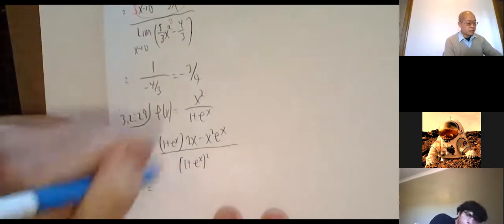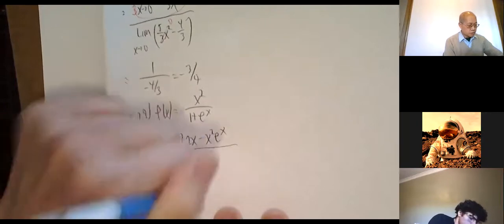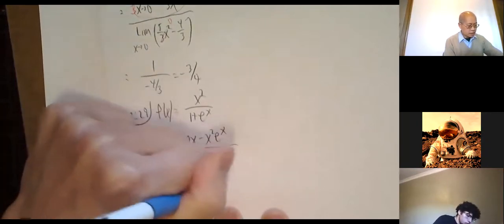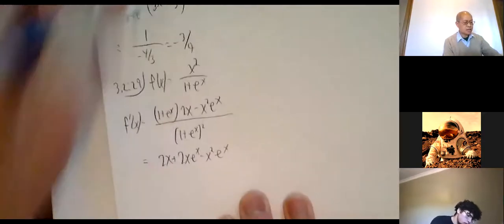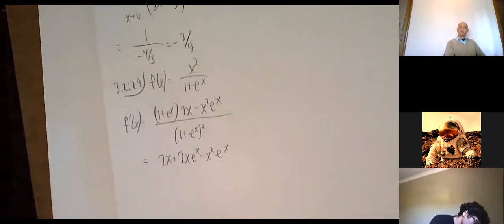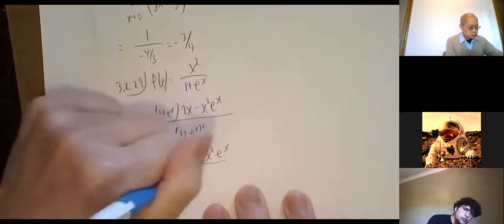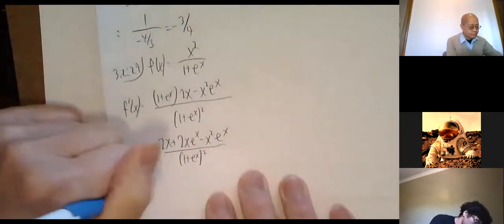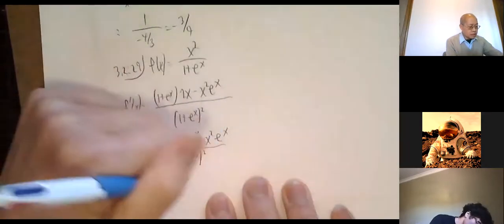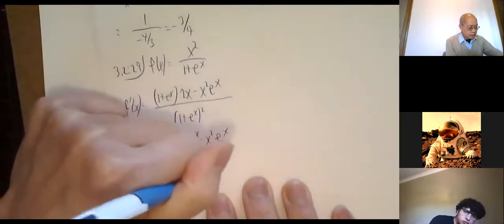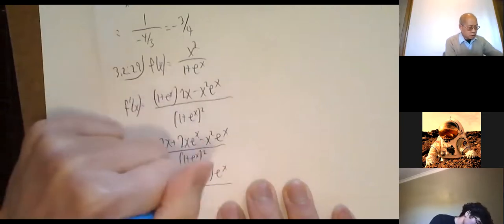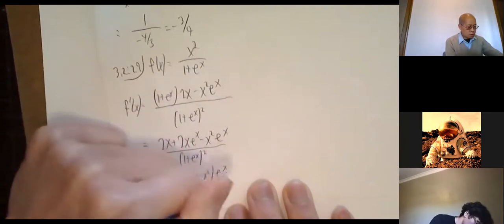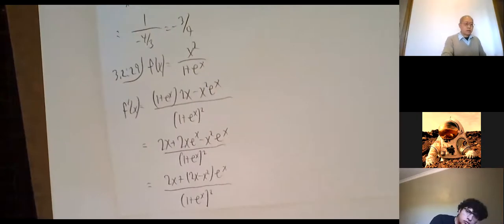And now let's clean it up a little bit. 2x plus 2x e to the x minus x squared e to the x. It might be easier to factor out the e to the x before I take the second derivative. 2x plus, 2x minus x squared, e to the x, all over 1 plus e to the x squared. And now I have to find y double prime.